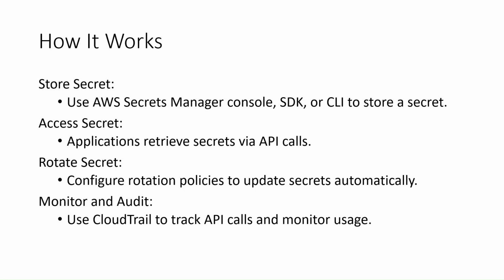Now let's see how AWS Secrets Manager works. Firstly, you can store sensitive information like passwords or API keys in AWS Secrets Manager. You can use the web console to store this information, or you can use the software development kit, or you can use the command line interface. This will securely save your secrets in the system.